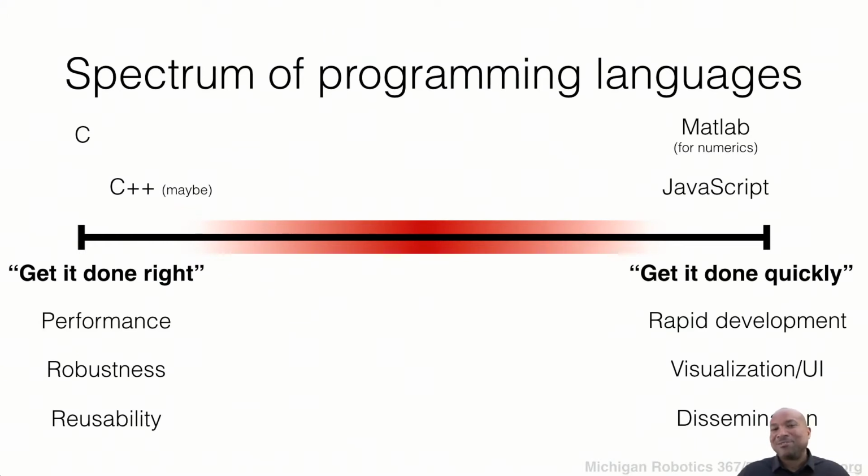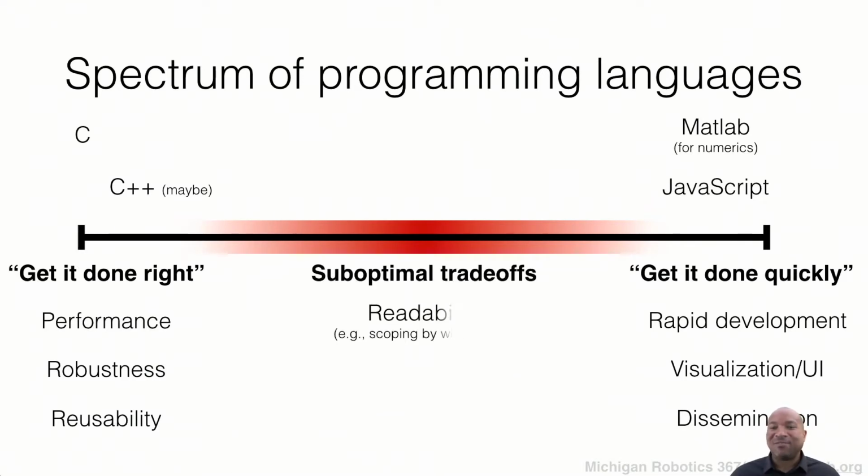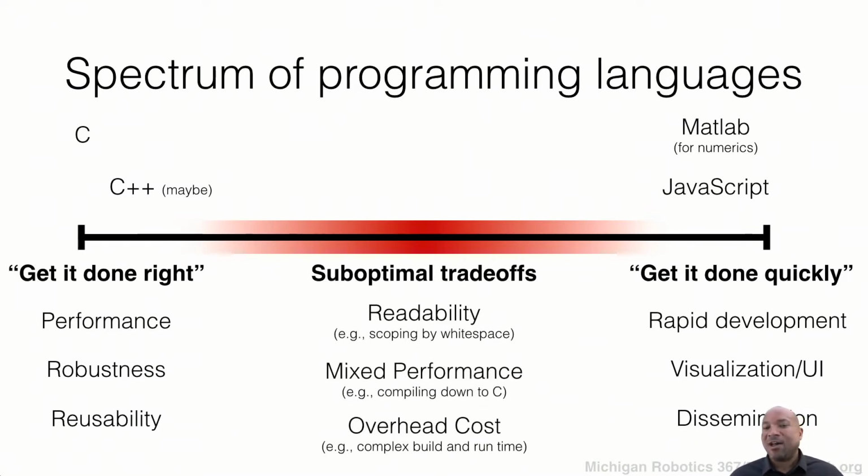And I see these trade-offs that we make in the middle. As you get closer and closer to the middle, things get worse and worse, because you have these suboptimal trade-offs in terms of the readability of your code, the mixed performance, because you have to compile things down to another language, or do some sort of interpretation strategy, and then just the overhead cost of building and running. So languages exist on the spectrum. To my dismay, Python is right in the middle of it. Python is not my favorite, but I know that the world disagrees with me on that.